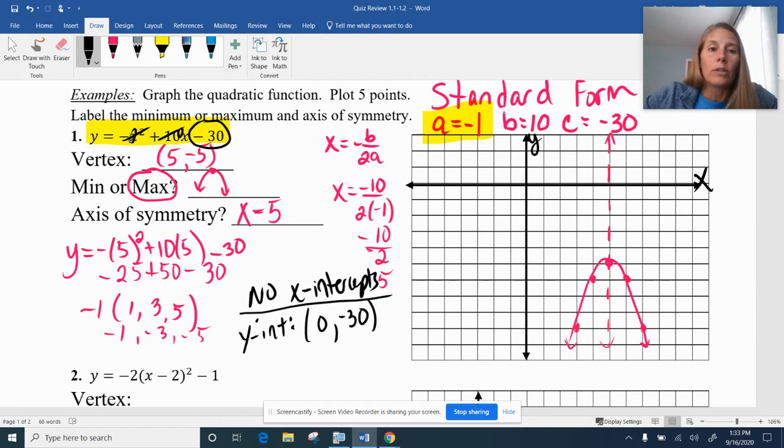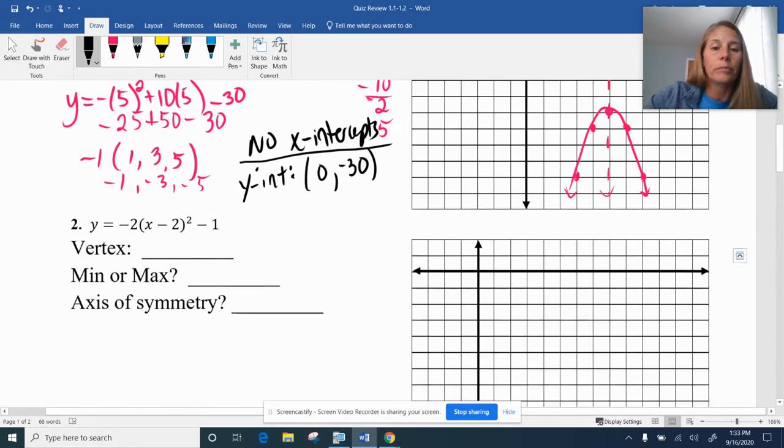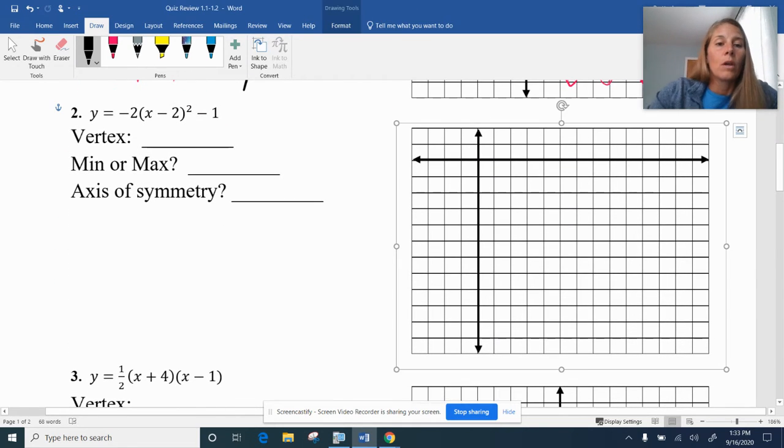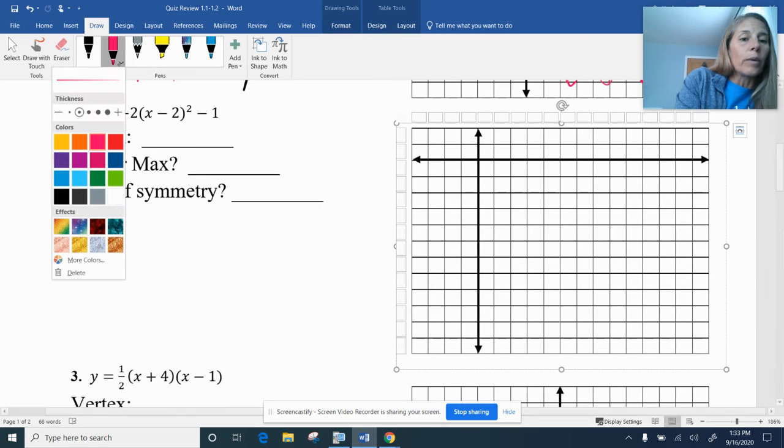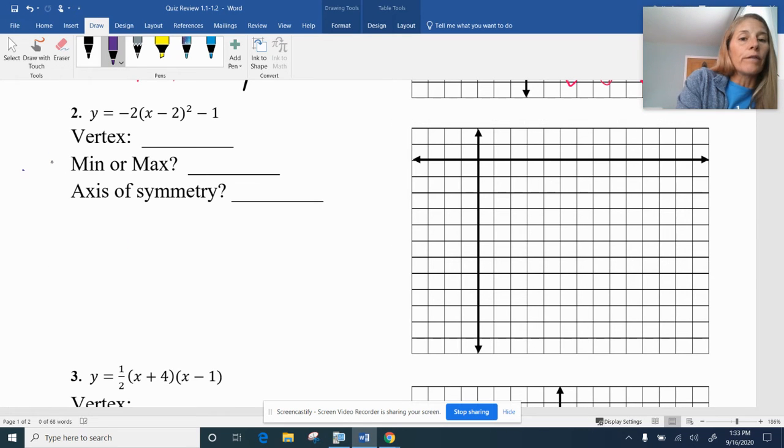Okay, so moving on to the next example. The next example is going to be in vertex form. This one here is vertex form.